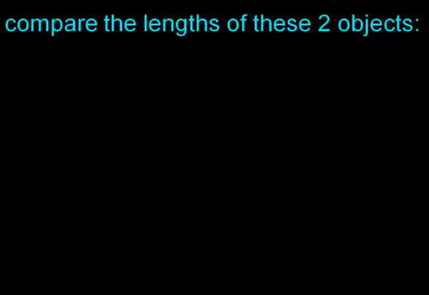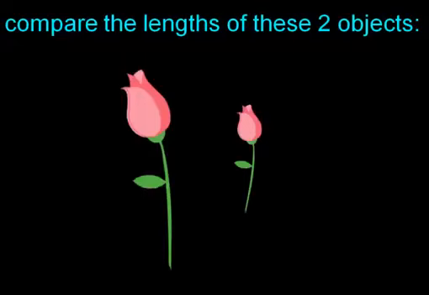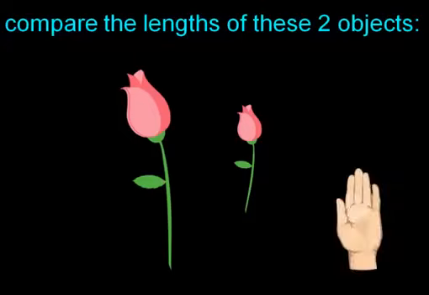Now let's look at how to compare the lengths of two objects by using another object. How can we compare the lengths of these two flowers if we don't have a measuring device such as a ruler? We can use another object, our hand, for example.